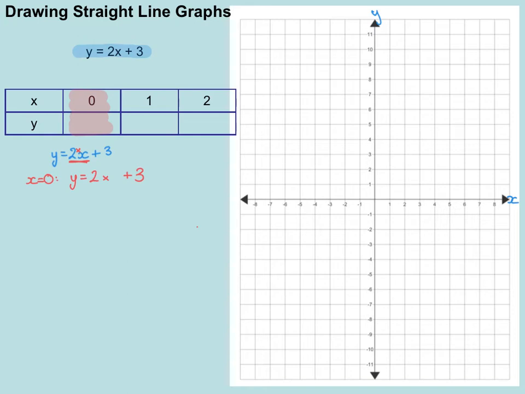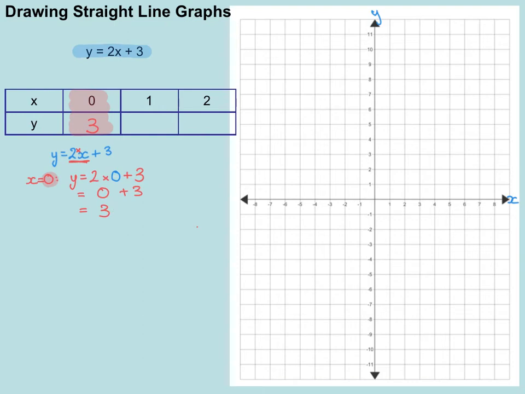Okay, so for this one here, we have chosen x to be 0. So we're going to pop that in there, and then we're going to think, what is 2 times nothing? That's nothing. 2 times nothing is nothing. And then we've got the 3 to add on, so we get an answer of 3. So I'm just going to take that 3 and pop it back up here into there. That's all we need to do with that bit for just now.